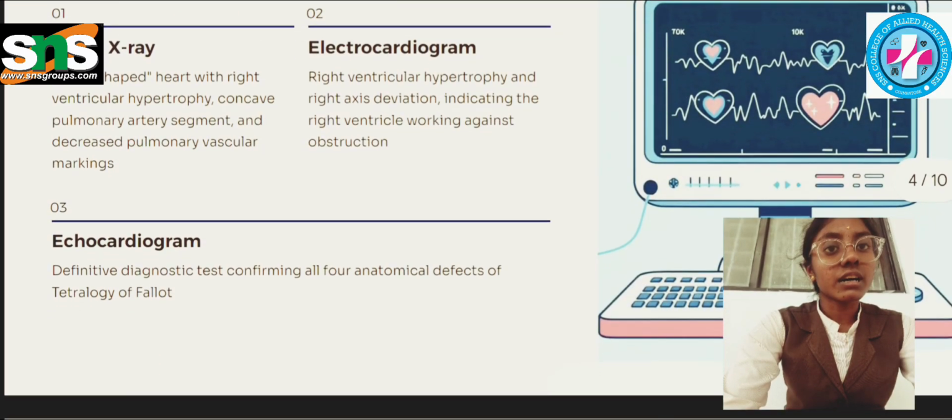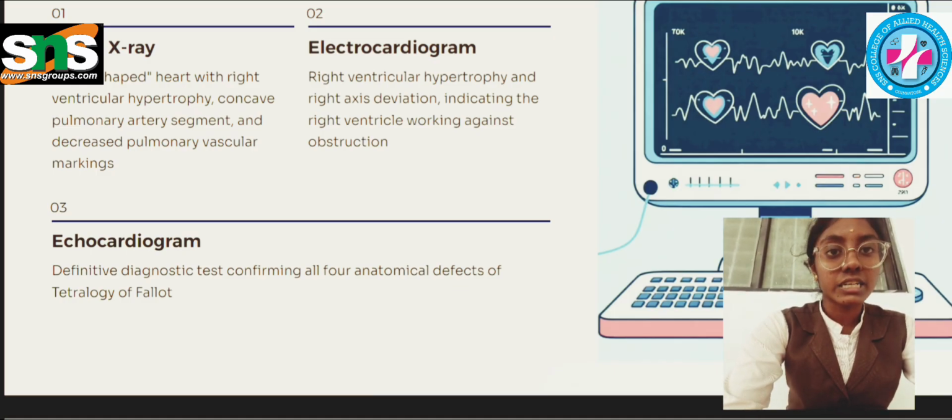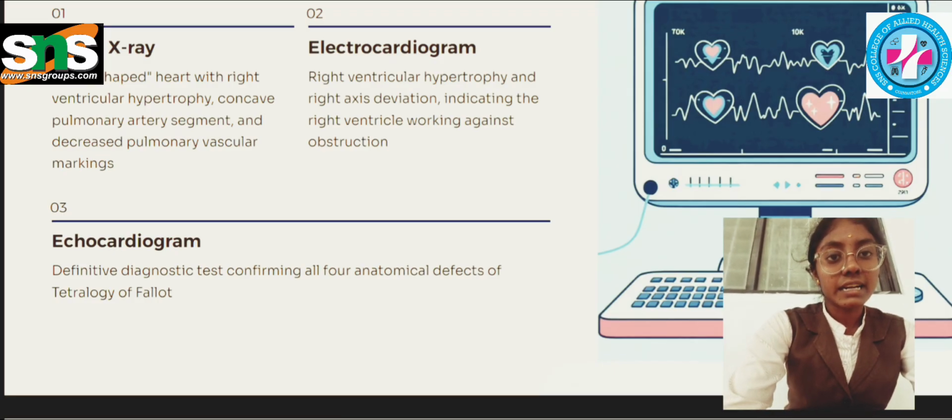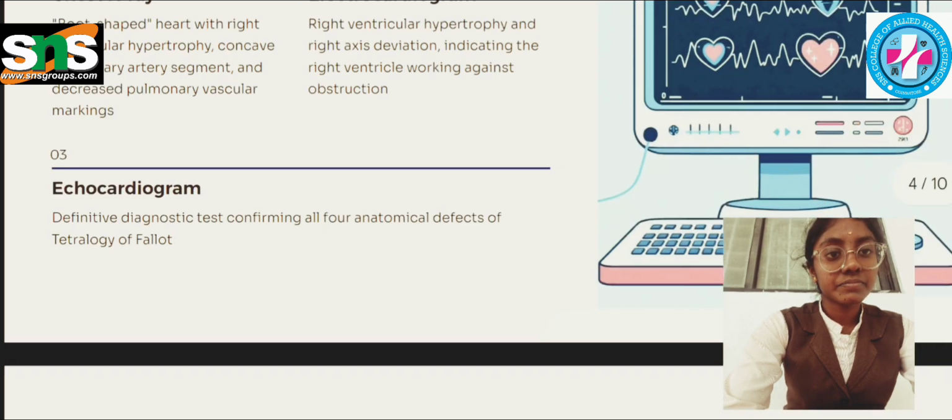Now the diagnostic workup. The first one is the chest x-ray. The patient has to undergo a chest x-ray, electrocardiogram and echocardiogram. Chest x-ray shows a boot-shaped heart with right ventricular hypertrophy, concave pulmonary artery segment and decreased pulmonary vascular markings. Electrocardiogram shows right ventricular hypertrophy and right axis deviation, indicating the right ventricle working against obstruction. Echocardiogram is the distinctive diagnostic test which confirms all 4 anatomical defects of Tetralogy of Fallot.